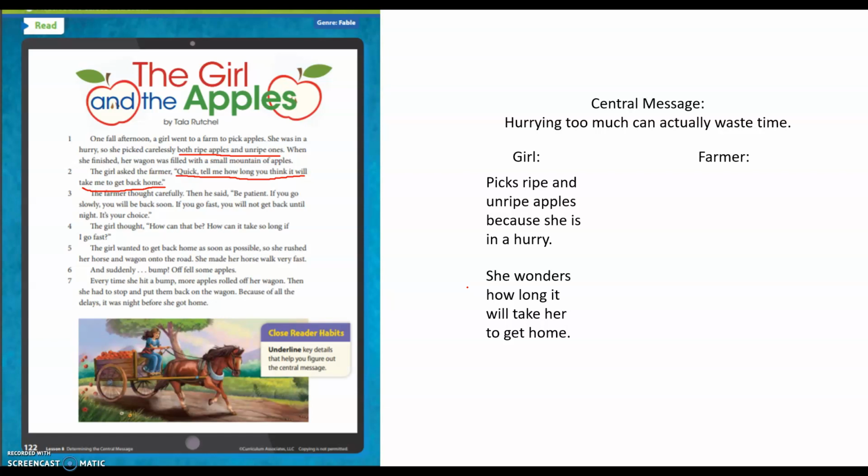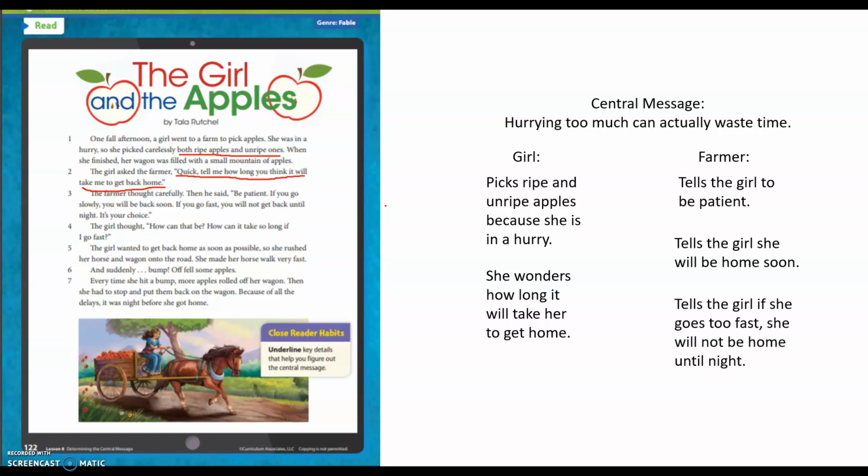Let's talk about the farmer's actions. I know he tells the girl to be patient, so he's trying to teach her a lesson. By him telling her that, we can kind of figure out she should not be hurrying. Do you see any other actions from the farmer? Okay, he reacts through his words. He says, "You will be home soon." He also tells the girl that if she goes too fast, she will not be home until night. So he warns her. He tries to teach her that lesson, and she doesn't listen.